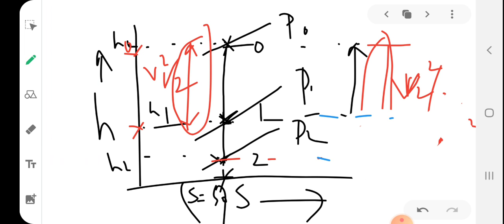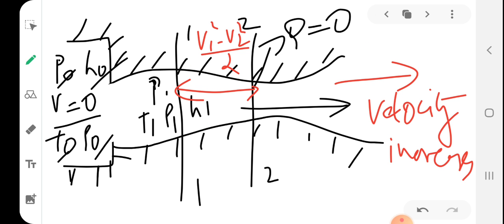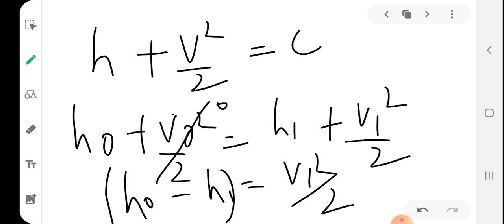So this difference is nothing but V2 square minus V1 square by 2. Okay, here it is V2 square minus V1 square by 2. So students, hope you have understood this basics of isentropic flow and how to depict it in your Mollier diagram or HS diagram.